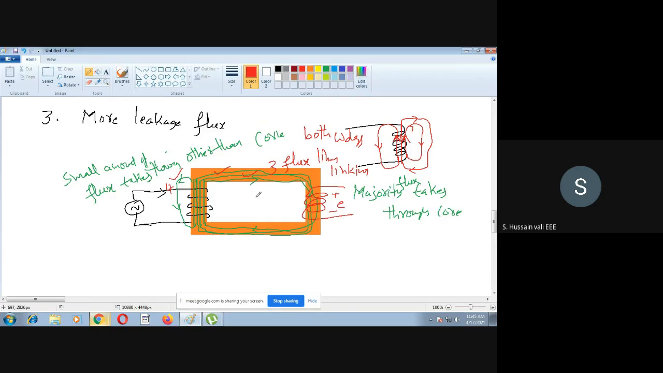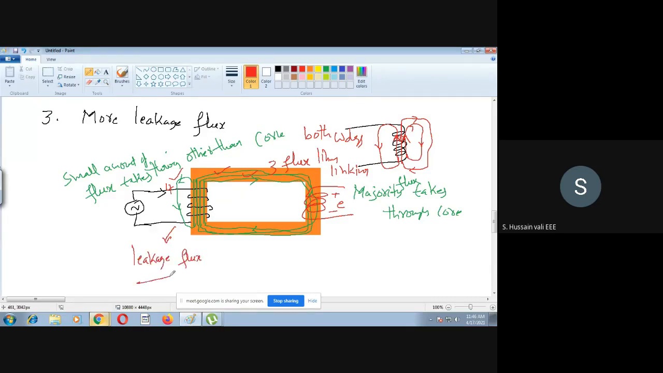So out of all these flux lines, the majority will link both primary and secondary. But there is a possibility, as I have shown you just now, that some flux lines may take a path other than the magnetic core. Those kinds of flux lines don't link the other winding, they link only one winding. Those kinds of flux, you call it leakage flux.